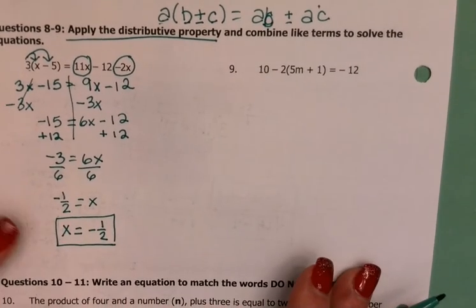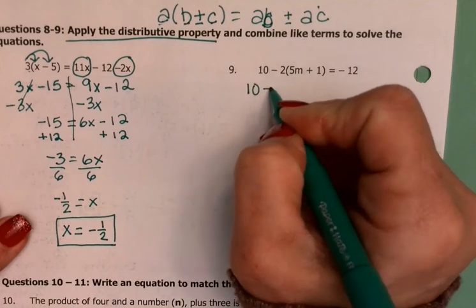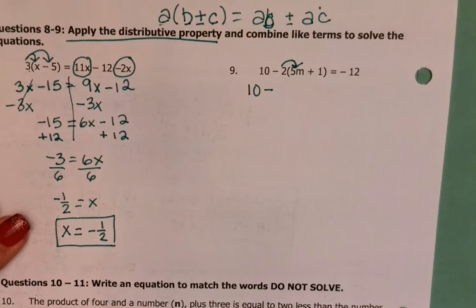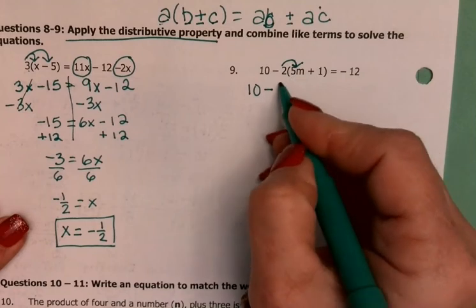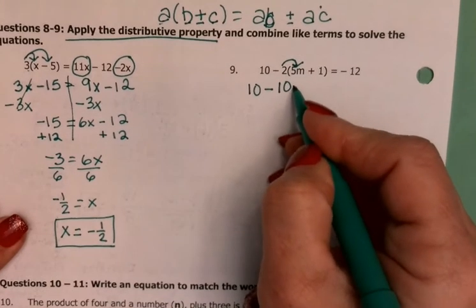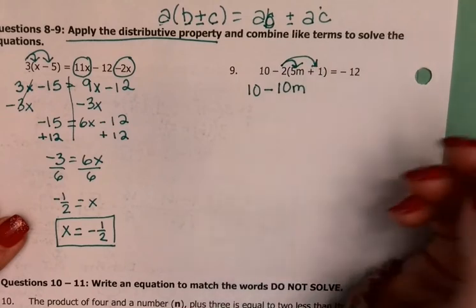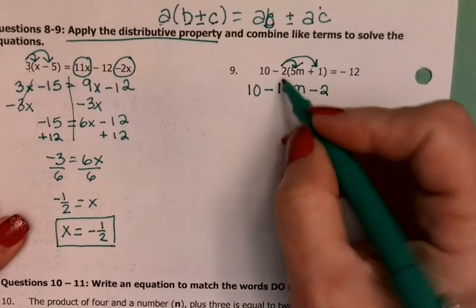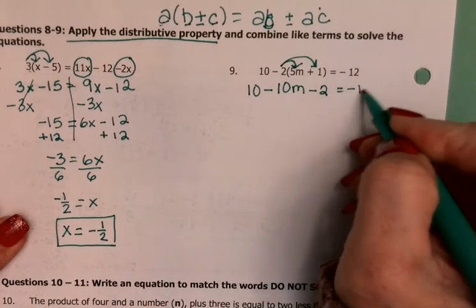Here's number 9. We're going to have 10 take away, but I have 2 and then the parentheses. That's where your distributive property comes in. I'm multiplying negative 2 times 5m. That gives me a negative 10m. And then I have a negative 2 times a positive 1, and that makes a negative 2. So there's your distributive property, and then it's equal to negative 12.